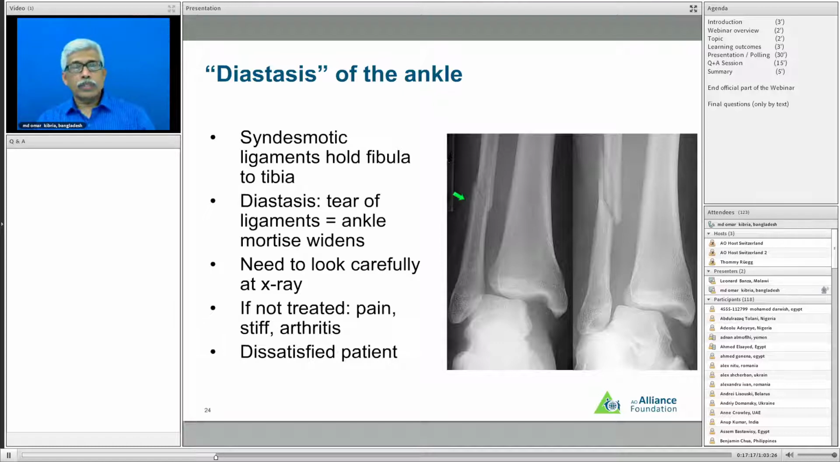The word we have used is diastasis: when the syndesmotic ligament ruptures, we call it diastasis. That means diastasis is the tear of ligaments and the ankle mortise widens. To identify and appreciate diastasis, you need to look very carefully at the X-ray. I have given you a few clues in the primary X-ray reading on how to identify diastasis. If it is not treated properly, it will lead to pain and arthritis, and the patients will be very much dissatisfied.